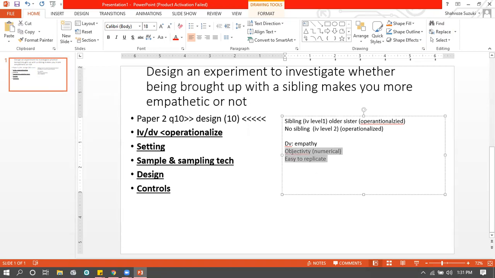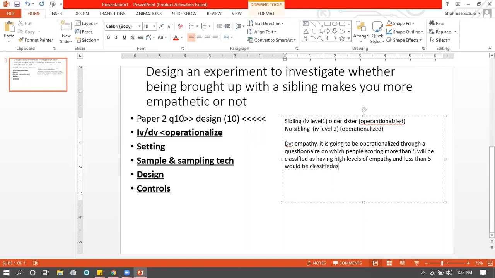So we're going to write something like this. Empathy is our DV, comma, it is going to be operationalized through a questionnaire on which people scoring more than 5 will be classified as having high empathy. Is this definition clear and objective and replicable?